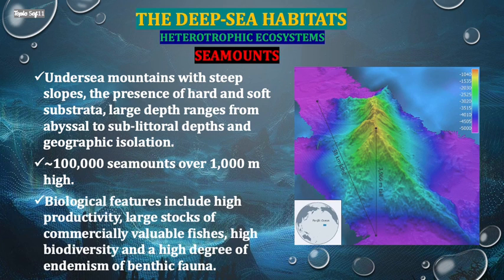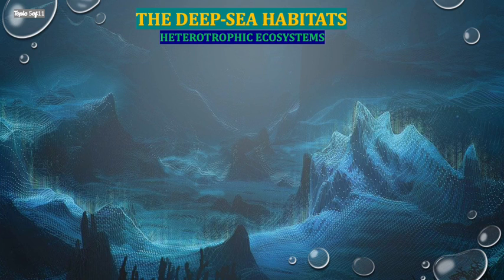Okay, so biologically speaking, seamounts have high productivity and mostly large stocks of commercially valuable fishes coming from there. Also, they have high biodiversity with a very high degree of endemism for benthic fauna that can be found in there.